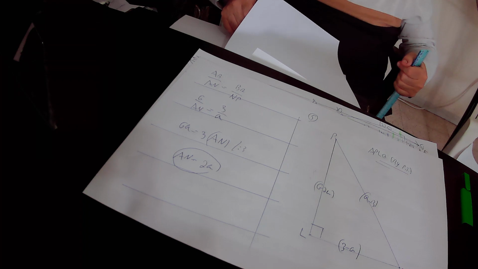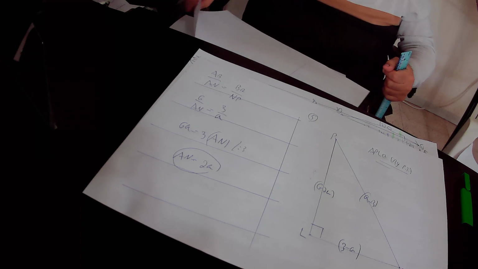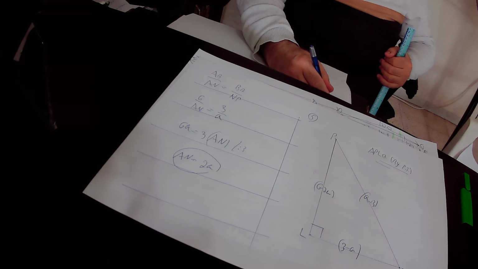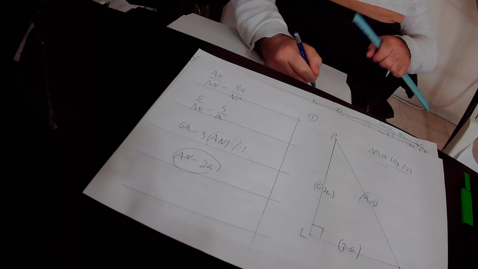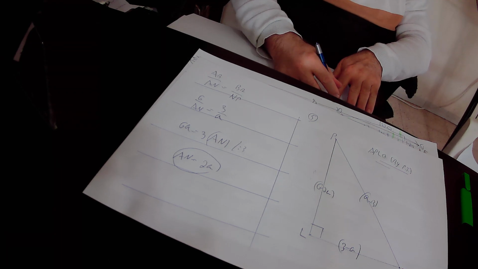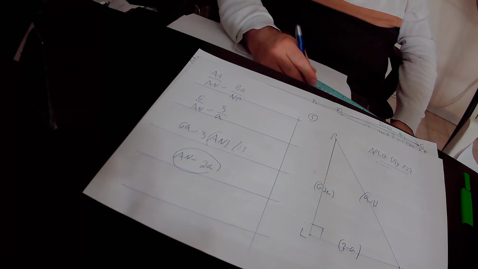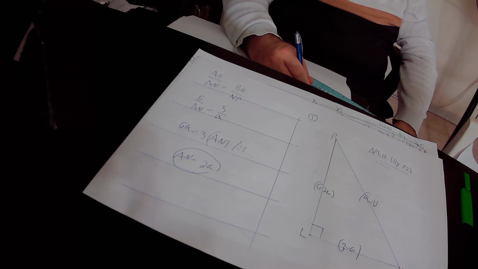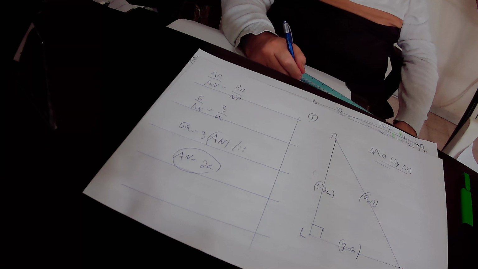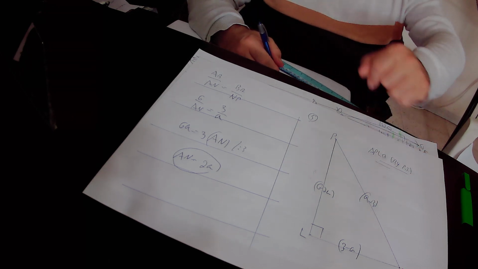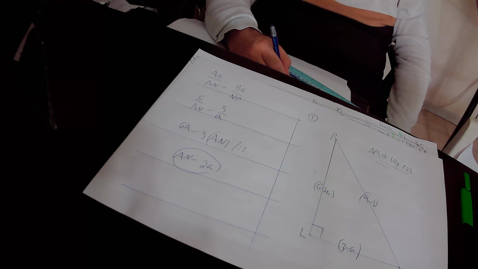PQ is A plus 3, therefore PQ square is (A plus 3) square. And it must be equal to PL square. PL is 6 minus 2A, therefore PL square is (6 minus 2A) square. Plus LQ square. LQ is 3 minus A, therefore LQ square is (3 minus A) square.